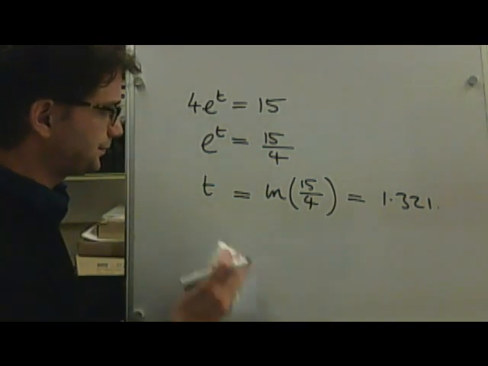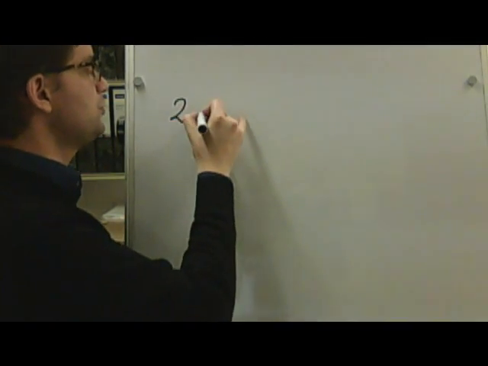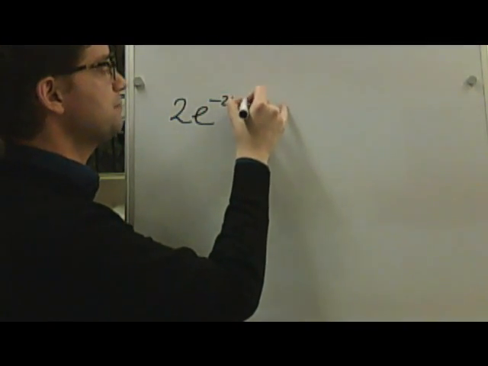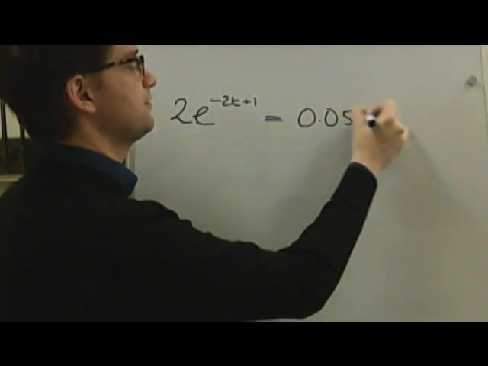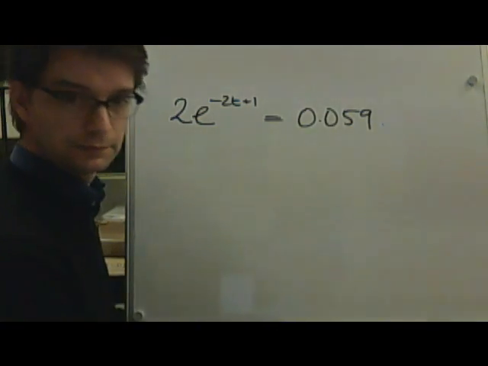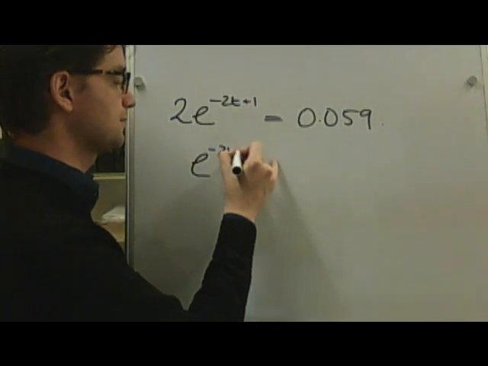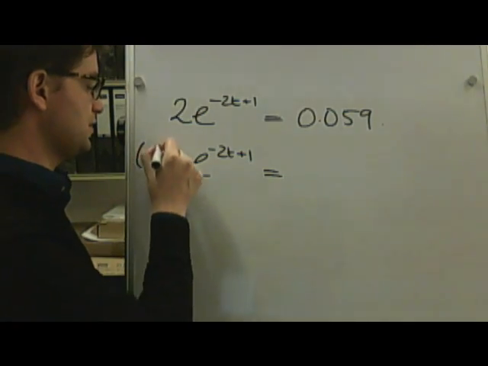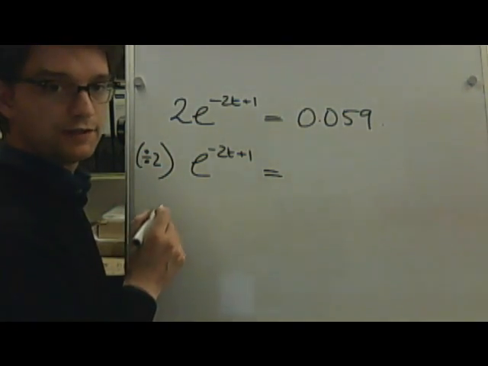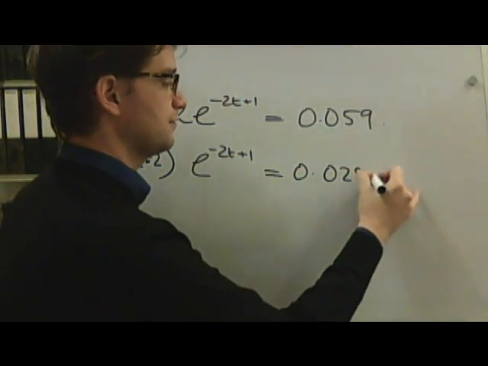We'll do another one. Suppose I have 2e to the minus 2t plus 1 equals 0.059. So again, I'll start by making this e to the something, and I do that by dividing everything by 2. I get this on this side, and on this side I think I get 0.0295.